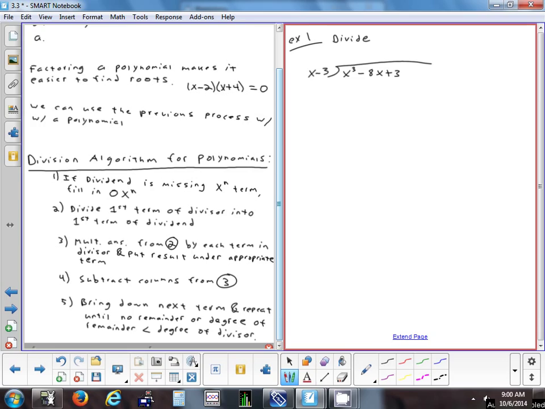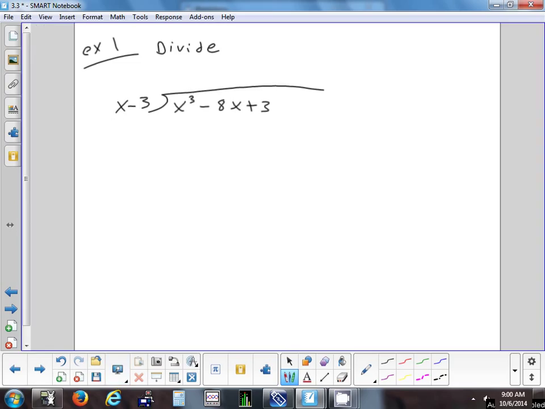We have a cubic term, meaning we have to have every power below that represented in the dividend. Okay? Do I have that in this case, Brandon? No. What term am I missing? We're missing the x squared term. If we don't have that, we're going to have trouble lining up like terms. So what should I fill in for the x squared term? 0. Yeah.